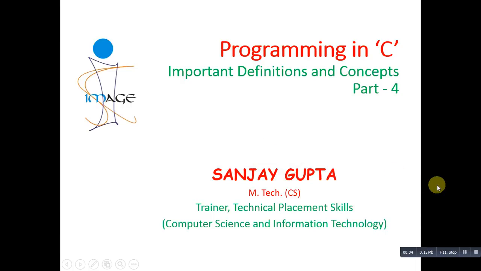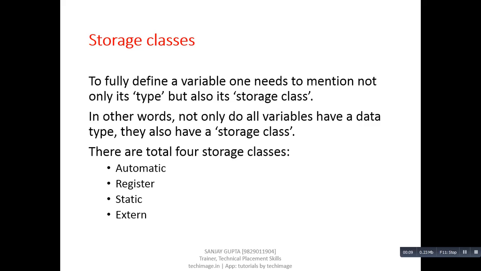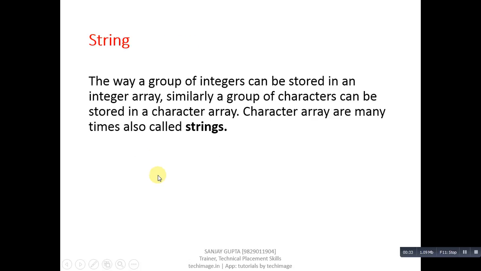In this video, I am going to discuss important definitions and concepts of C. Storage classes. To fully define a variable, one needs to mention not only its type, but also its storage class. In other words, not only do all variables have a data type, they also have a storage class. There are a total of four storage classes in C: automatic, register, static, and external.